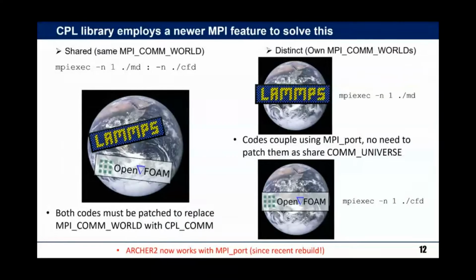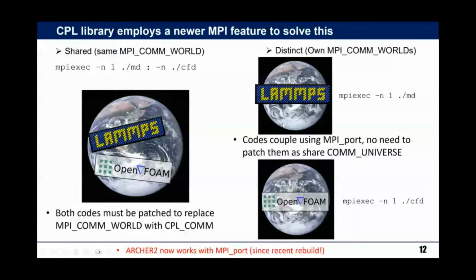But one of the ways we solve this problem is you can run it as a shared paradigm, where you have both codes running within what's called an MPMD setup, with a colon between them. In this example, you have to actually patch both codes to replace MPI com world with some local communicator, to allow them both to not do blocking communication on the world com.